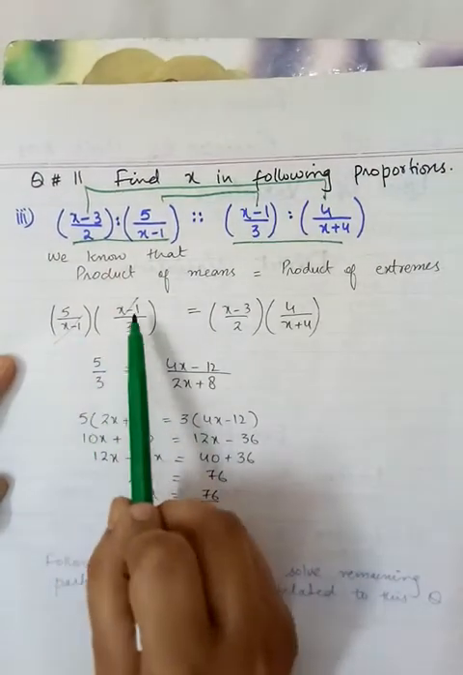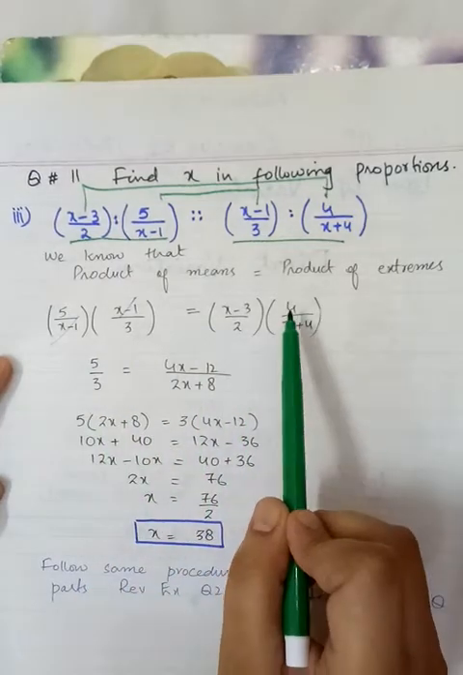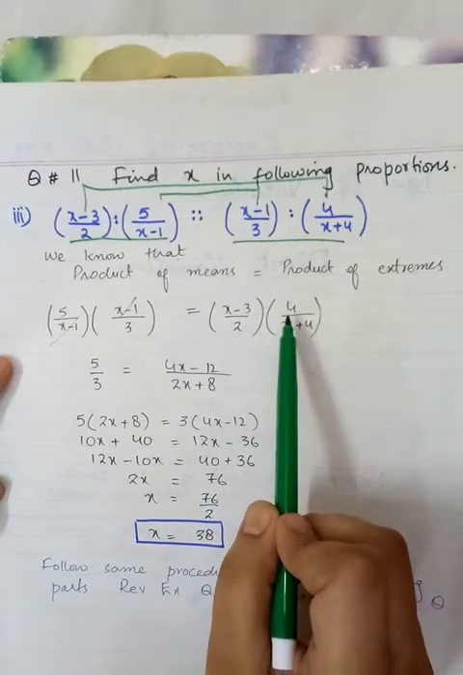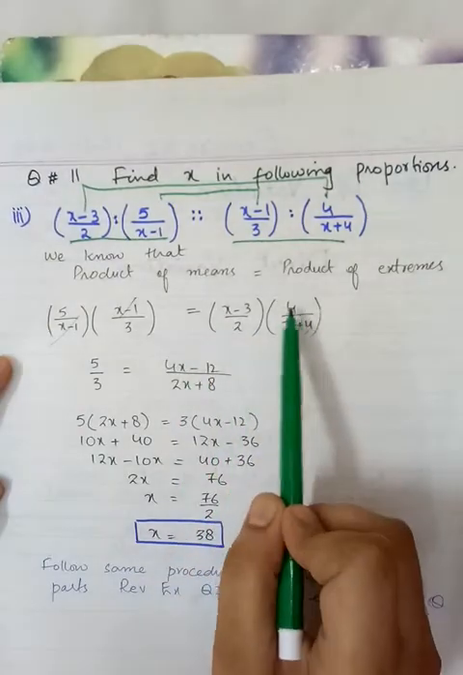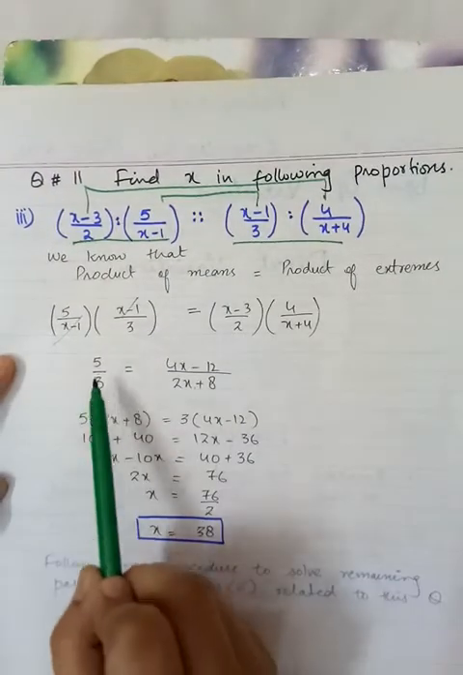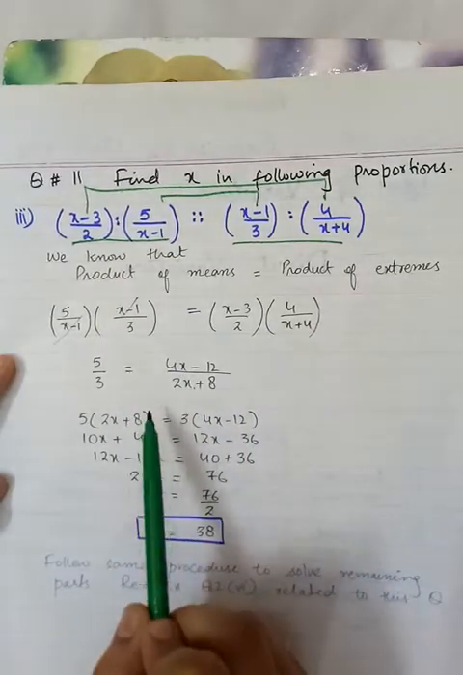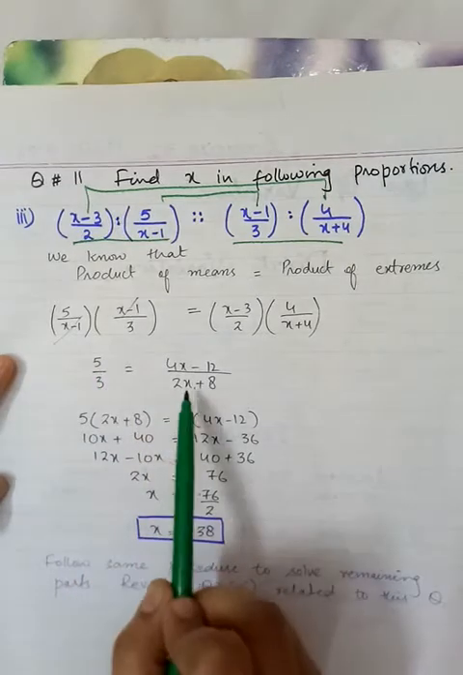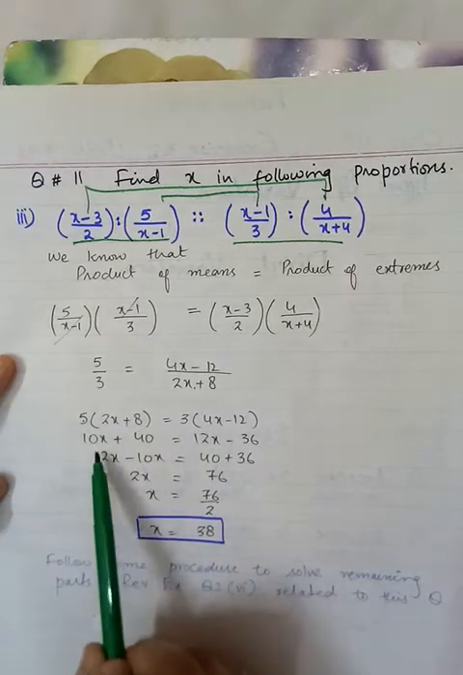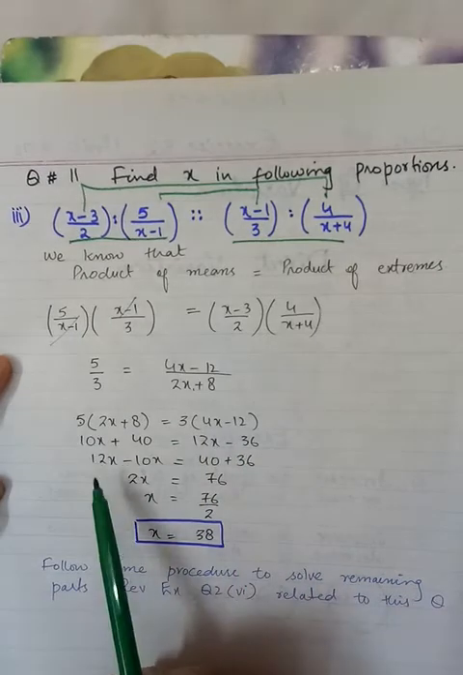After multiplication, x minus 1 and x minus 1 will be cancelled out here, and what is remaining? 5 over 3, and here nothing is cancelled, so we are multiplying 4 with x minus 3 and 2 with x plus 4. After multiplication we have got 4x minus 12 and 2x plus 8. Now it is confirmed that 5 over 3 is equal to 4x minus 12 over 2x plus 8. For the cross multiplication, what will be there? 5 multiplied with 2x plus 8 and 3 multiplied with 4x minus 12. 5 times 2 is 10x plus 5 times 8 is 40. 3 times 4 is 12x minus 3 times 12 is 36.